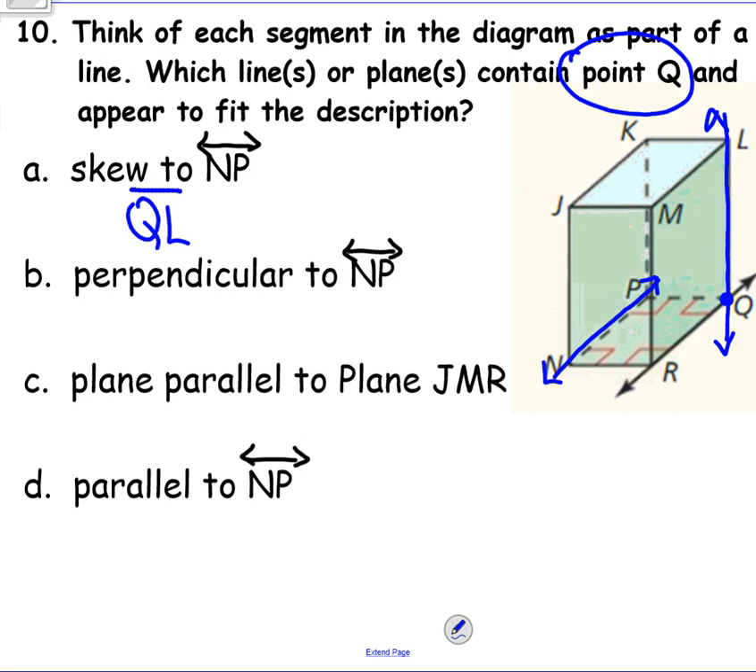Let's make sure we use the right line notation. Every one of these answers should use the point Q. Perpendicular. We want perpendicular to line NP. Well, perpendicular means it needs to form a right angle. Look, you can see those right angle symbols along the bottom of this box. You've got to go in this direction to get perpendicular. That would be line QP.